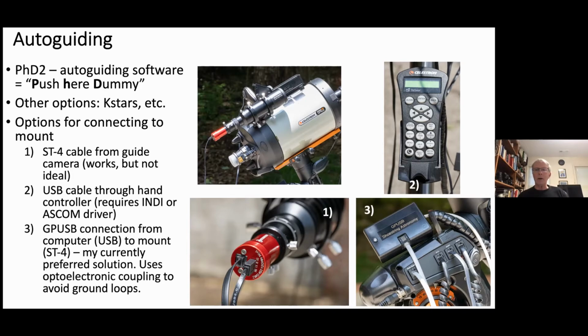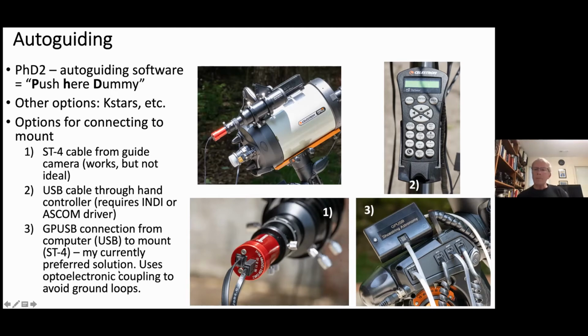I don't know how likely it is you get a ground loop, but if you're not aware what that means, your computer may have a different ground plane than the electronics in your mount, and if it's at a different voltage level, you can get interference with the signals and strange phenomena going on. So this box here, this GPUS USB, takes care of that by preventing any direct electronic communication between the computer and the mount. It's all done through these optoelectronic couplings.